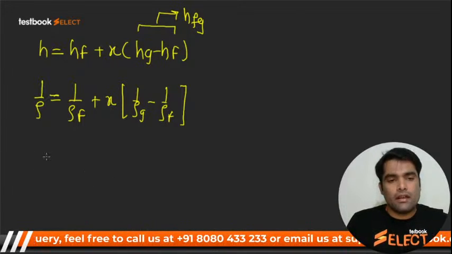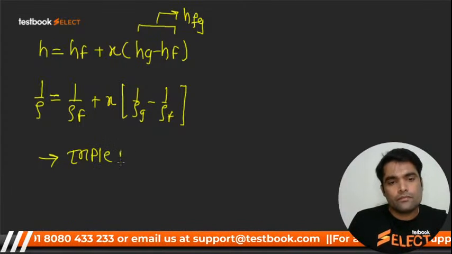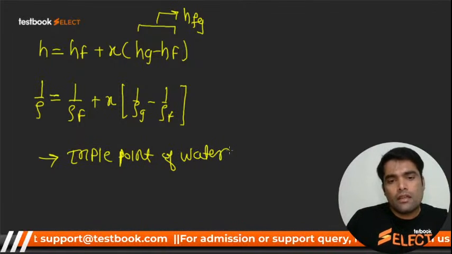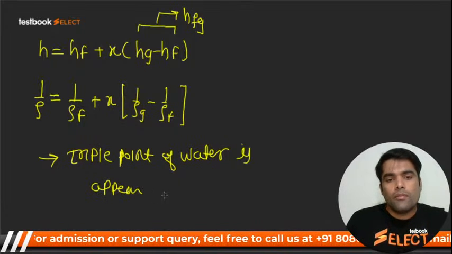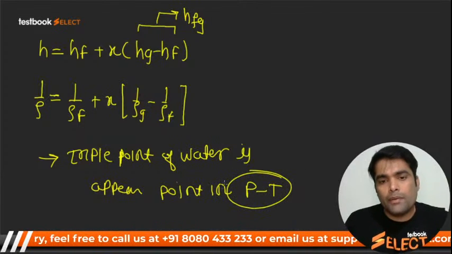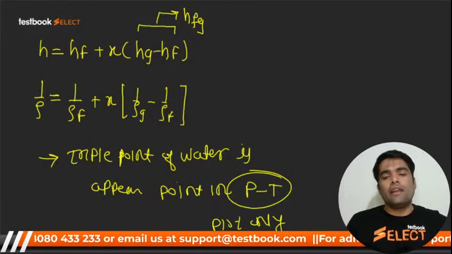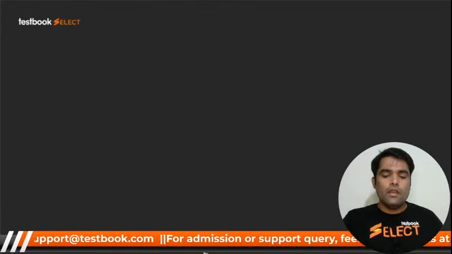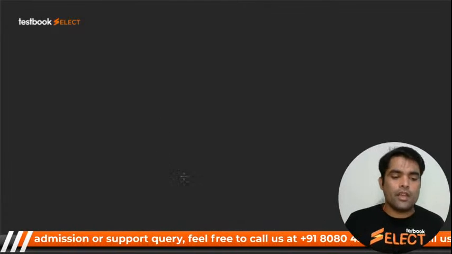And remember one thing, that is triple point of water. Triple point of water is what, my dear? It appears as a point only in PT diagram. In PT diagram. In PT plot. बाकी सब में line दिखता है. In remaining diagrams, it becomes line. Okay. Here we go, my dear.